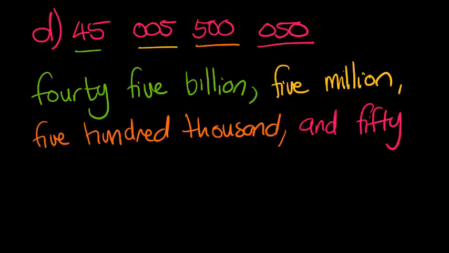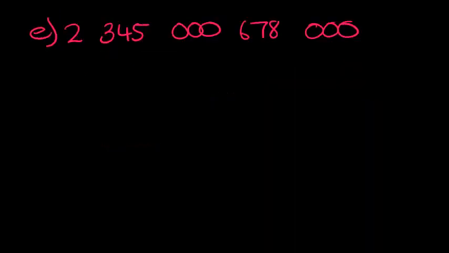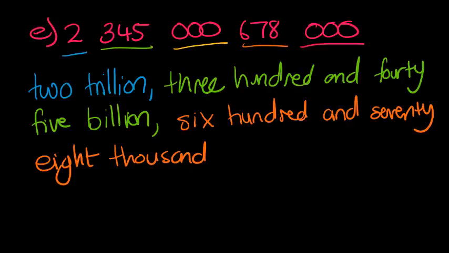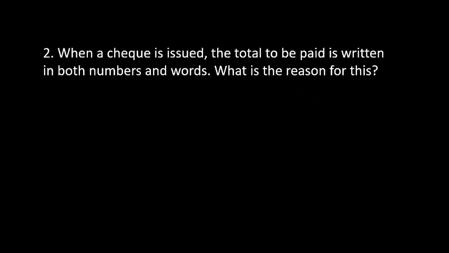Question D. Ones, thousands, millions, billions. 45 billion, 5 million, 500,000 and 50. Let's see. I've got our ones, thousands, millions, billions, trillions. 2 trillion, 345 billion, 678,000. Question 2, that was question 1, A, B, C, D, E.